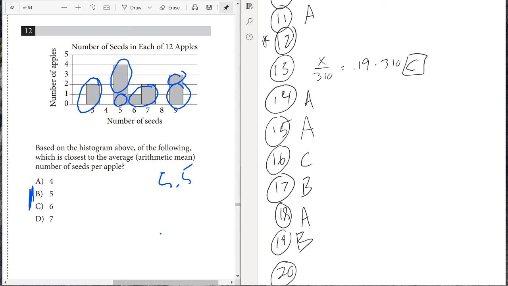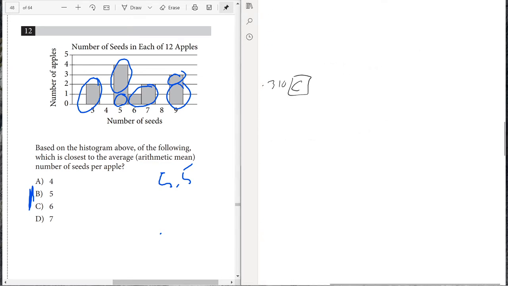Okay, so for 12, let's go off to the side here, get some extra space. So based on this, closest to the average arithmetic mean number of seeds per... Oh, that's right. I was finding the median. Duh, the median was 5.5, but the mean would be something else. Okay, so the median number of seeds per apple.